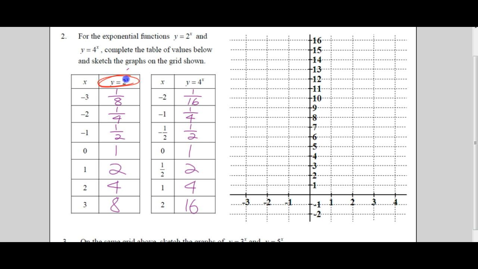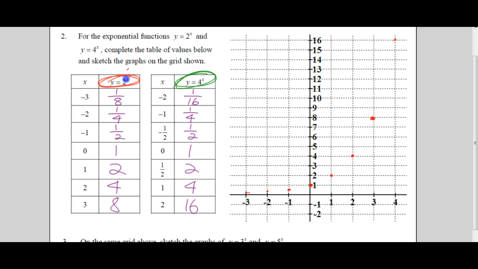Okay, so let's sketch these. We'll do y equals 2 to the x in red. We'll do 4 to the x in green. Okay, so negative 3 is 1/8. So that's going to be down there pretty low. Negative 2 is 1/4. All right, that's a quarter. Negative 1 is 1/2. 0 is 1. Okay, that's easy. 1 is 2. 2 is 4. 3 is 8. And we can actually do 4, right? 2 to the 4th would be 16.